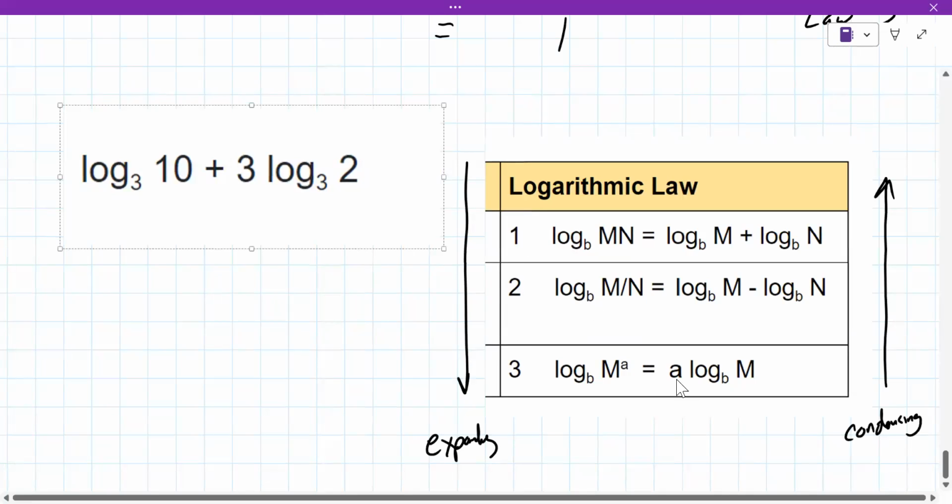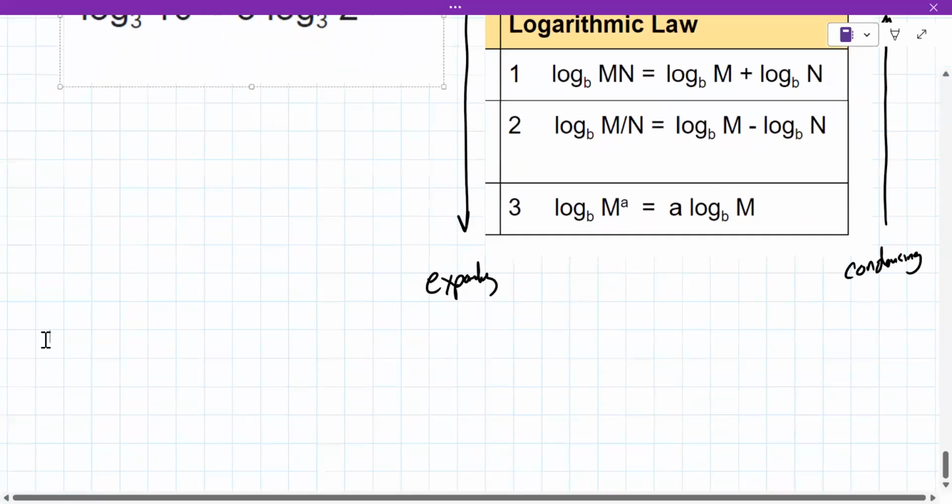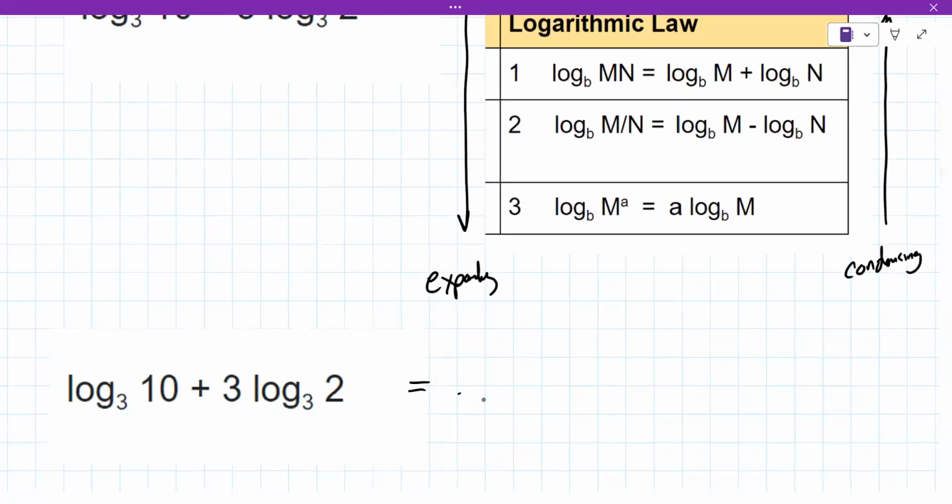The 3 would go to the third one. You mean above what letter? It would go above m, right? And m in your problem is 2. Very good. So I just need to reframe this here. This becomes log base 3 of 10 plus log base 3 of 2 cubed. And that's law 3.